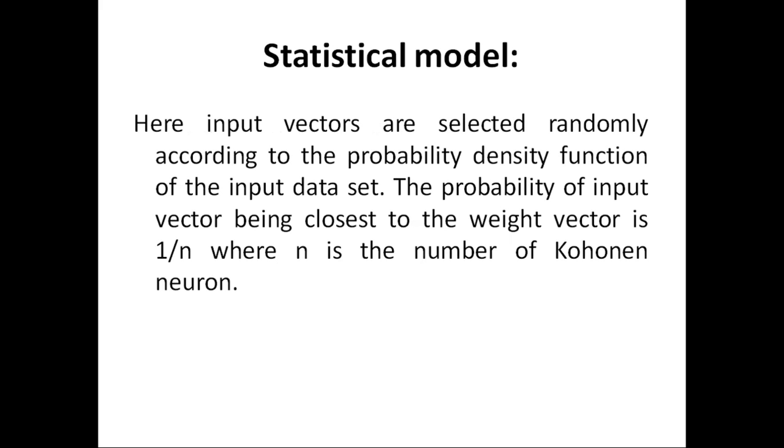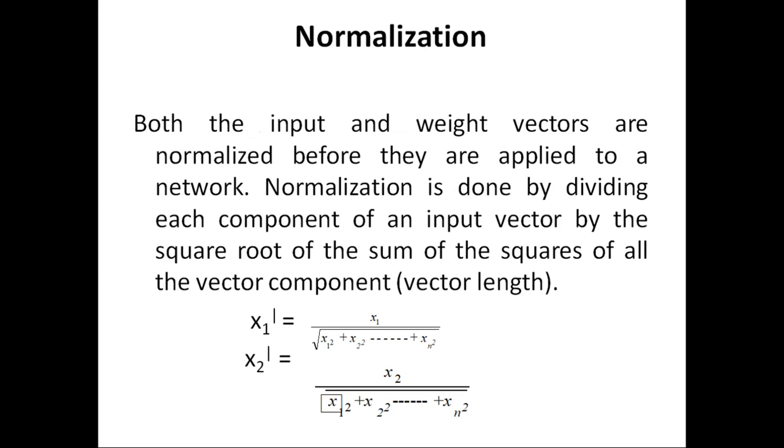Then the third one is the statistical model. Here input vectors are selected randomly according to the probability density function of the input data set, right? And the probability of an input vector being closest to the weight vector is 1 by n, where n is the number of Kohonen neurons. So it is decided based on n.